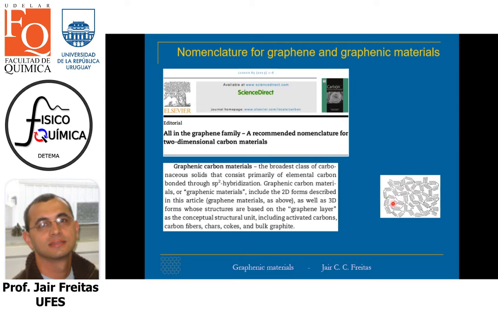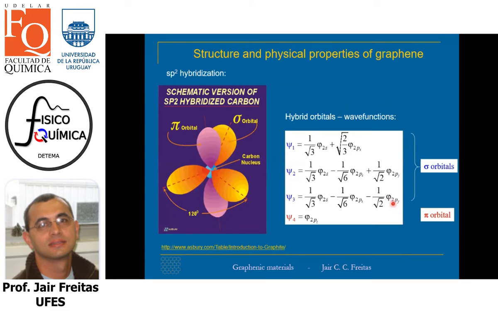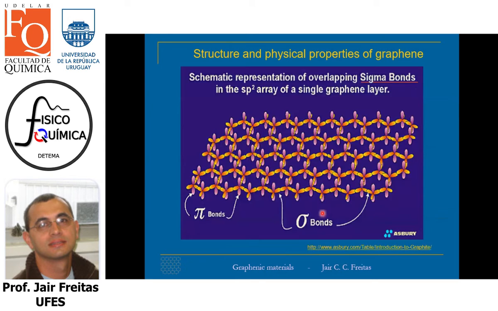We do not produce graphene layers, graphene materials. In terms of structure, in graphene, we have carbon atoms exhibiting sp2 hybridization. So we have 3 orbitals responsible for the sigma bonds and 1 orbital, the pi orbital, responsible for the electron delocalization. So in graphene, we have a high electron mobility associated with these orbitals, the pi orbitals, whereas the sigma bonds are responsible for the strength of the material.